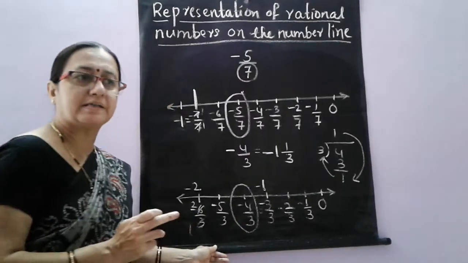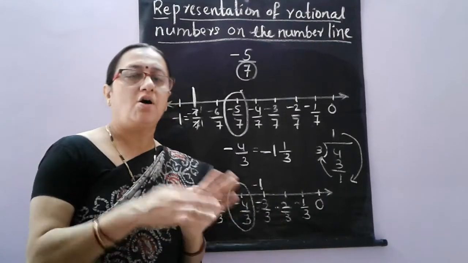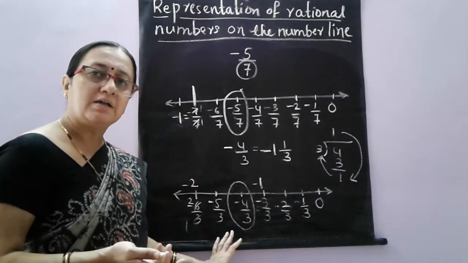This is how we can represent either a positive rational number or a negative rational number on the number line here.